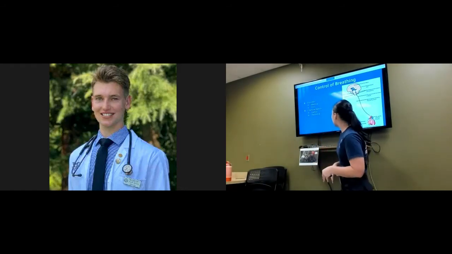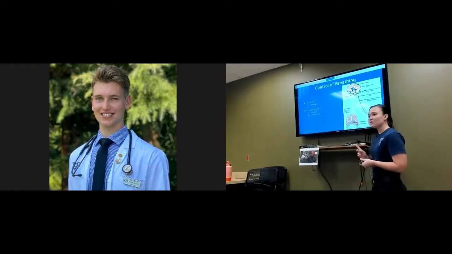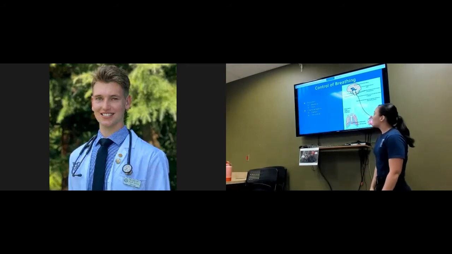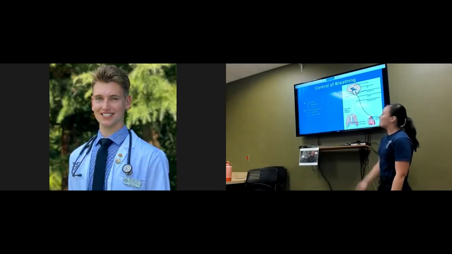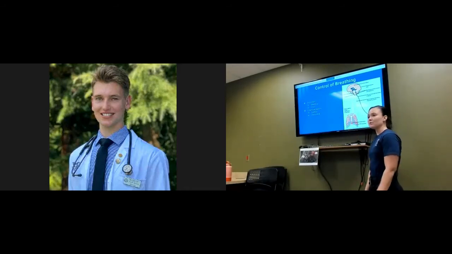So these areas of the brainstem receive information from receptors in our body that respond to changes in our pH, and those are called chemoreceptors. So our central chemoreceptors are actually located on the surface of the medulla, and those respond to CO2 changes because CO2 can readily cross the blood-brain barrier. And so those receptors are very sensitive to changes in our CO2 levels.